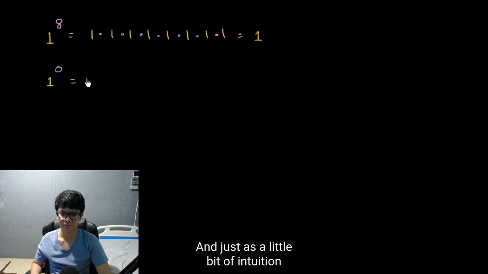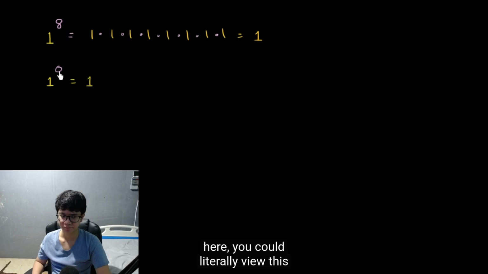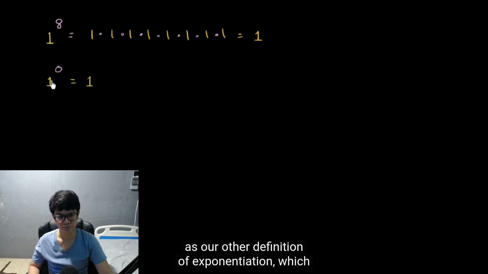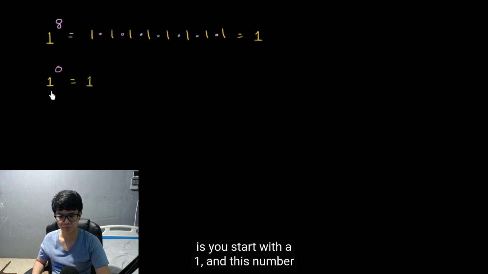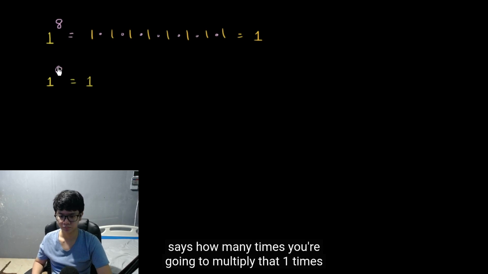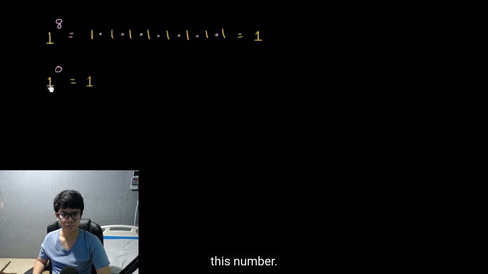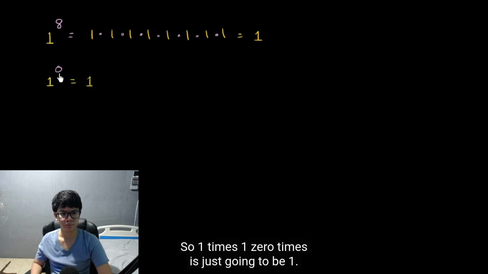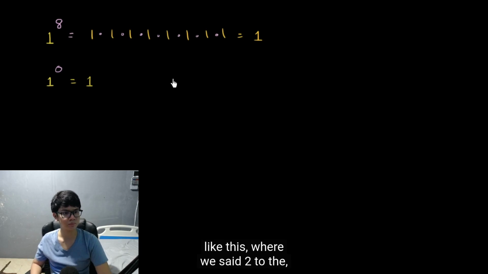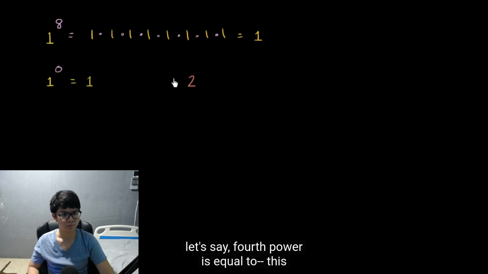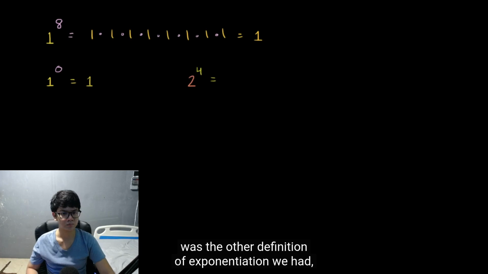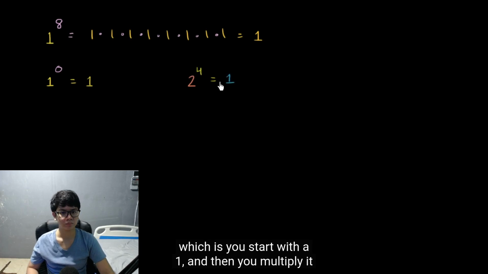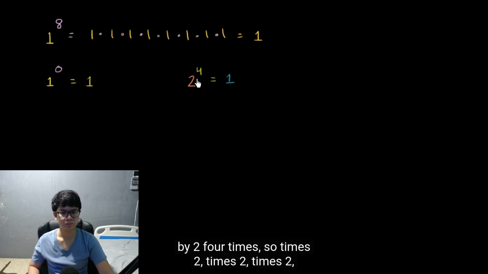And just as a little bit of intuition here, you could literally view this as our other definition of exponentiation, which is you start with a 1, and this number says how many times you're going to multiply that 1 by this number. So 1 times 1, 0 times, is just going to be 1. And that was a little bit clearer when we did it like this, where we said 2 to the 4th power is equal to, this was the other definition of exponentiation we had, which is you start with a 1, and then you multiply it by 2 4 times.